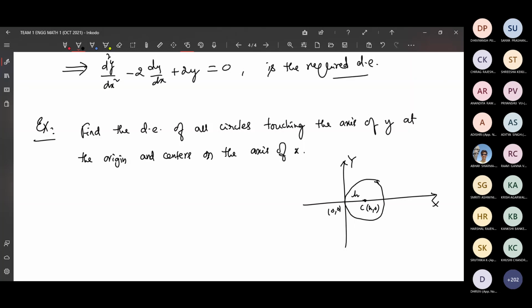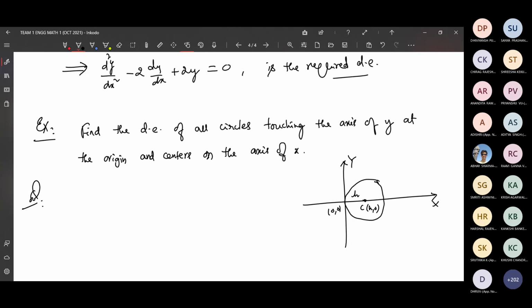And anybody can realize the equation of such a circle. Sir, won't it be a parallel line to the y-axis, sir? Yeah. Circles touching the y-axis only. Oh, touching the y-axis at the origin and centers on the x-axis. Therefore, you can take C as h comma 0, something like that.